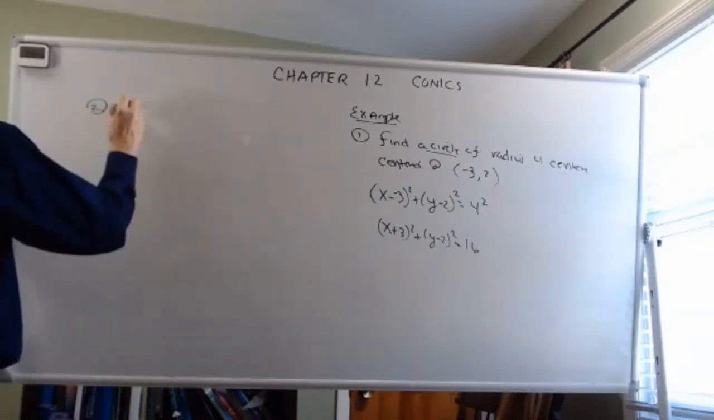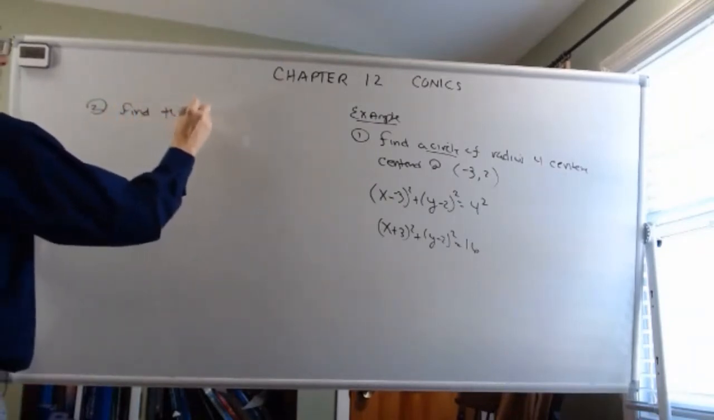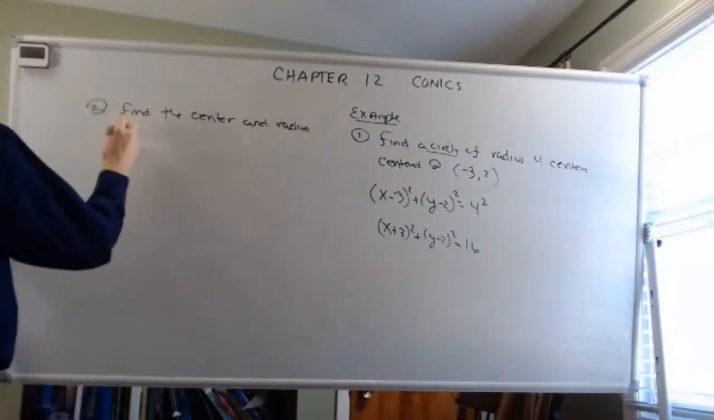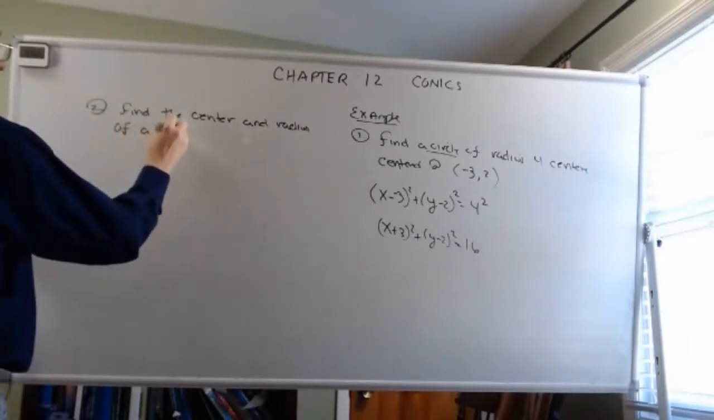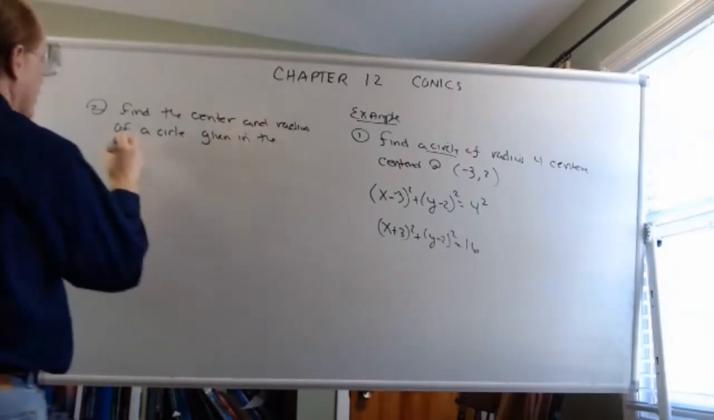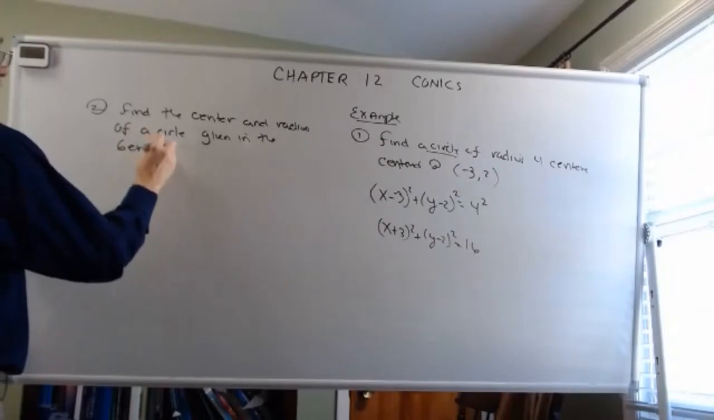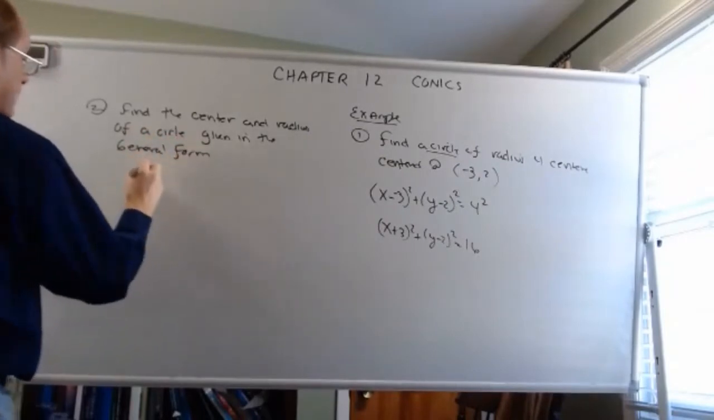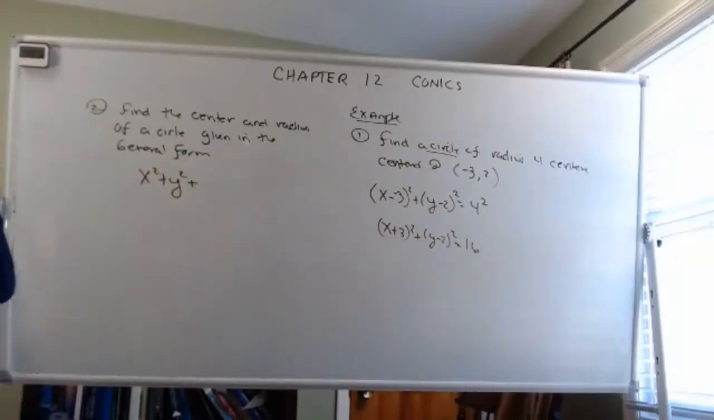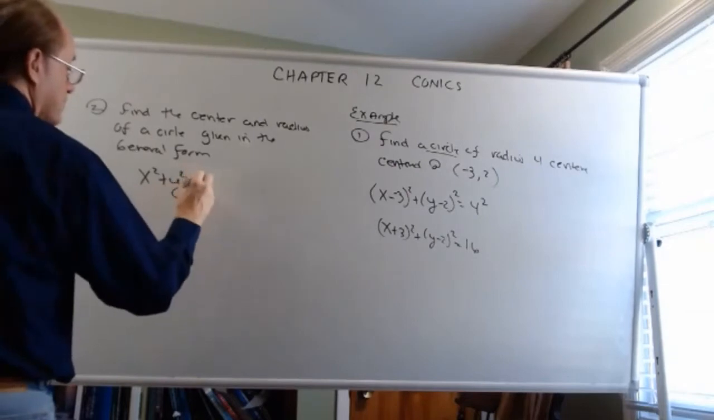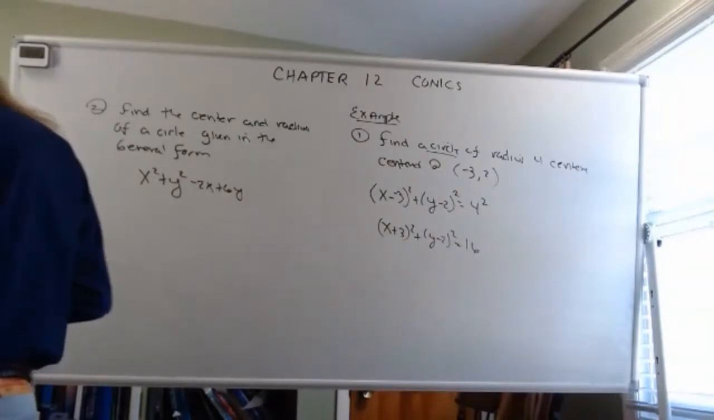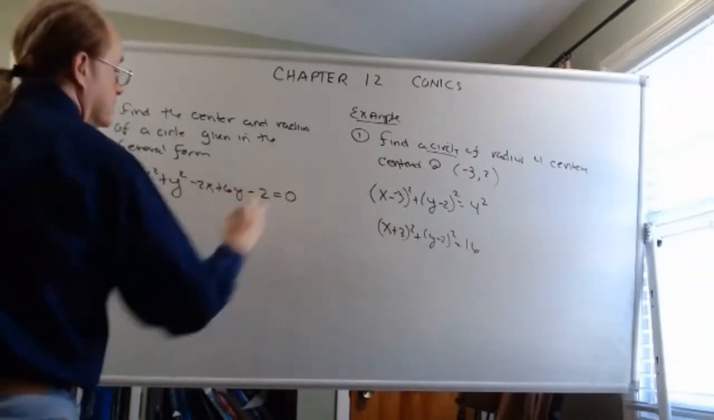So find the center and radius of a circle given in the general form, and here's x squared plus y squared minus 2x plus 6y minus 2 is equal to 0.